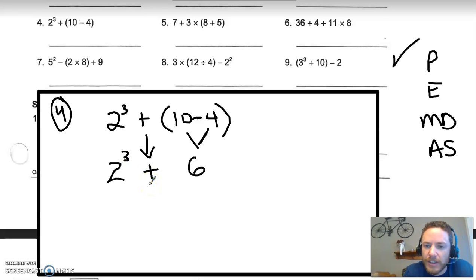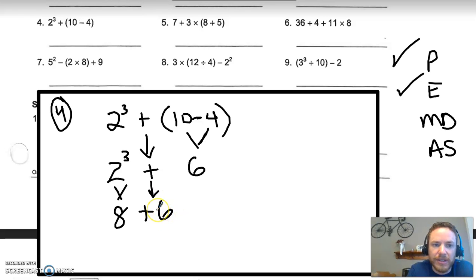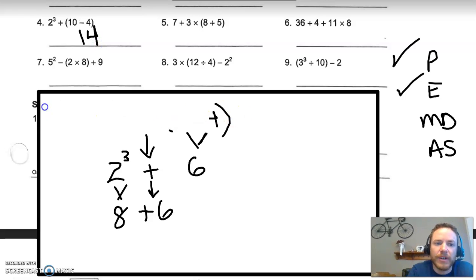And so now I need to check, what do I do next? I have an addition sign and I have some exponents. I need to do the exponents first. 2 to the 3rd power does not mean 2 times 3. It means 2 times itself 3 times. 2 times 2 is 4. Times 2 again is 8. It's 8. And I bring down the plus and the 6. And 8 plus 6 makes 14. The answer to number 4 is 14. Let's check out number 5.